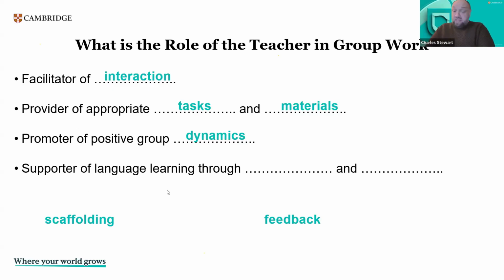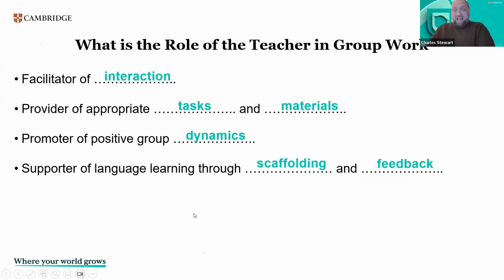And lastly, we are the supporter of language through, of course, scaffolding and feedback, two very important aspects of group work. So we can see here from the very beginning where we're giving them the model of how to behave in the group, going through to providing the materials, looking at how the groups work together, but also how the activity unfolds, all the way to the feedback that we give them both throughout the activity and at the end of the activity. We, as a teacher, have roles in pair work from the beginning to the end.